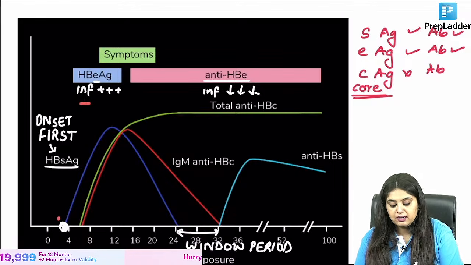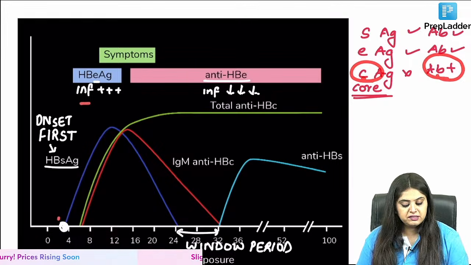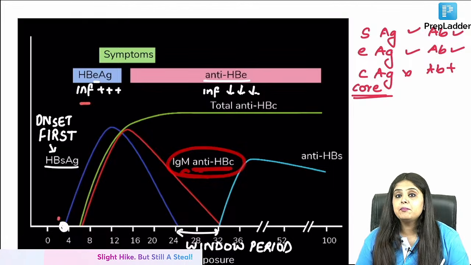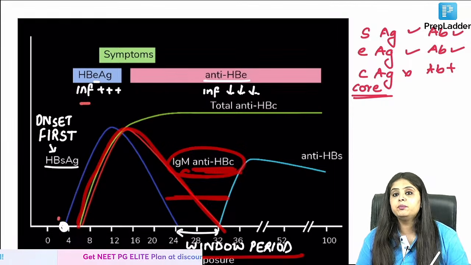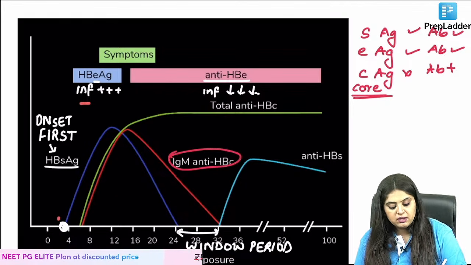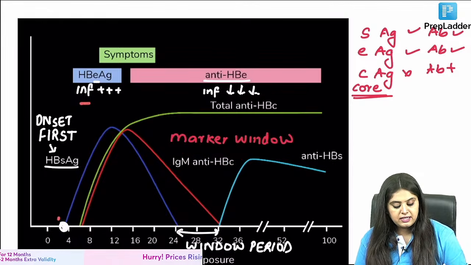You will only make antibodies against it, and that is why you can see antibodies against HBC. I can see IgM antibody against HBC, and that is what is coming positive in the window period. Finally, I have found a marker for the window period. Marker for the window period is IgM anti-HBC.